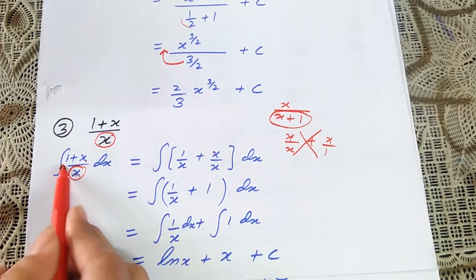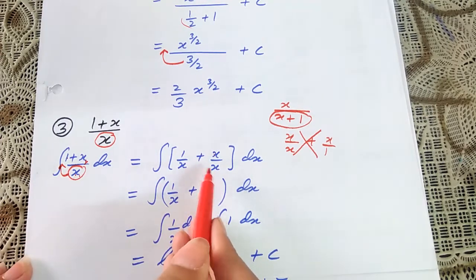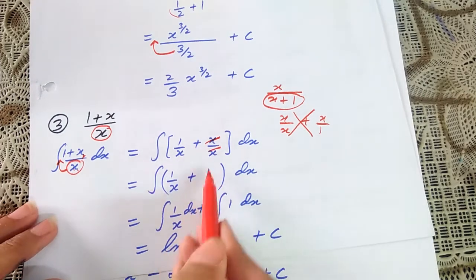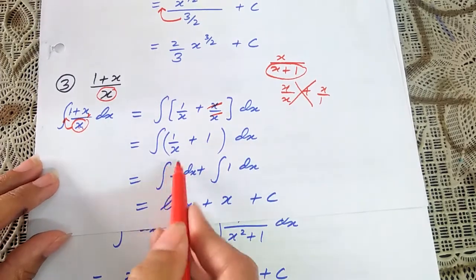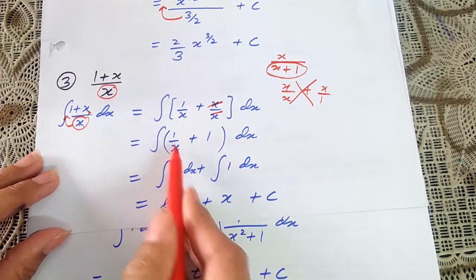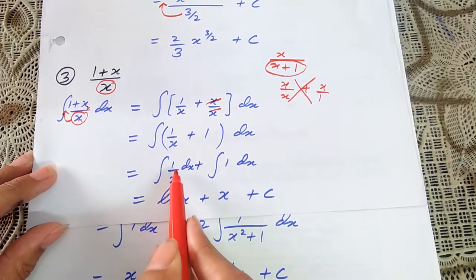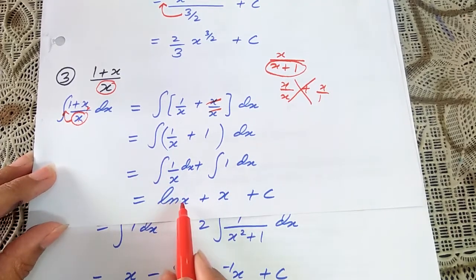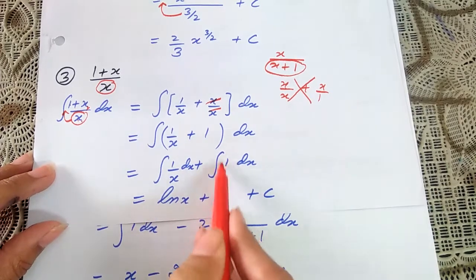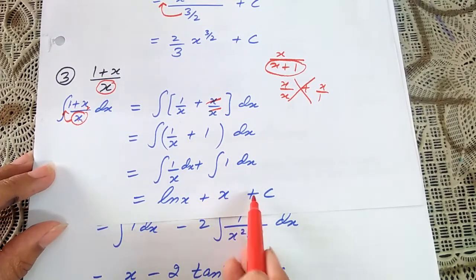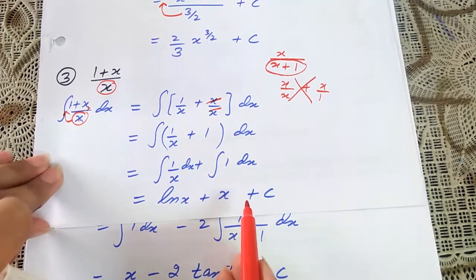Just divide it with 1 and also with x separately. So 1 over x and x over x, we will get 1. Just split this integration to 1 over x and then to 1. This is always given in the table of integrals as well, that integration of 1 over x is always ln x, and integration of 1 is always x, and the constant of integration is written in every answer.